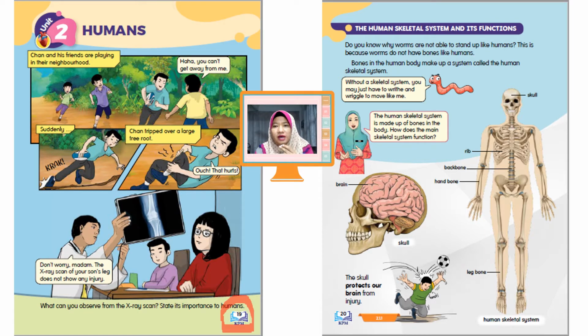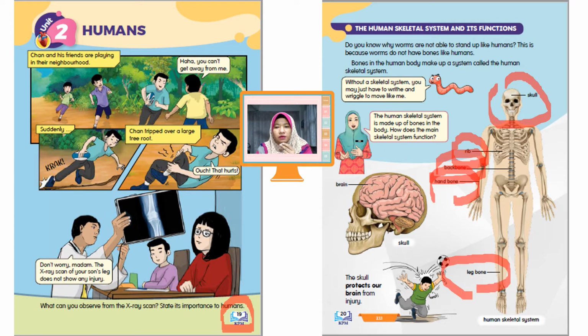It is the skull, ribs, backbones, hand bones, and leg bones. We also learned about its functions. Number one is the skull. What is the function of the skull? The skull protects our brain from injuries.